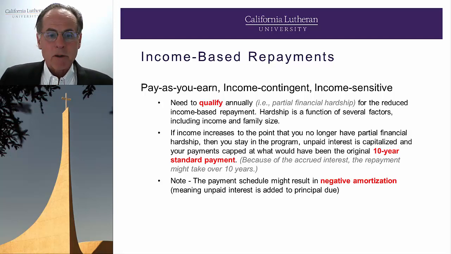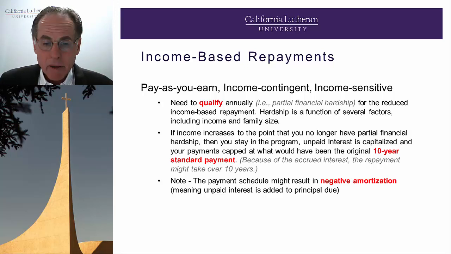If the borrower's income increases to the point that he or she no longer has partial financial hardship, then he or she would stay in the program. However, unpaid interest is capitalized and the monthly payment is capped at what would have been the original 10-year standard payment. Because of the added accrued interest, the repayment might take over 10 years.